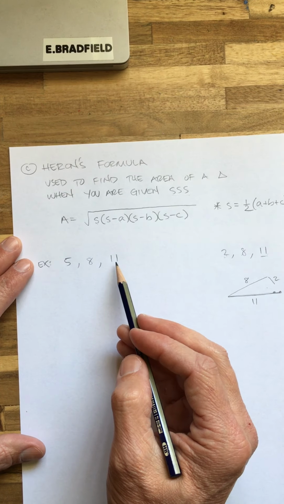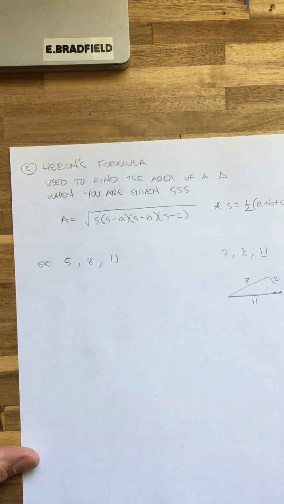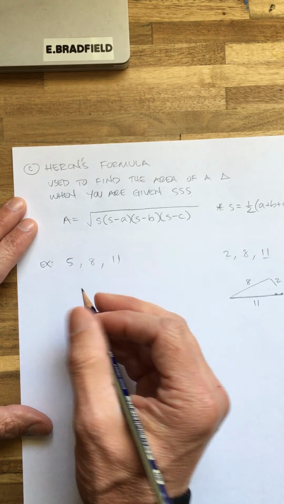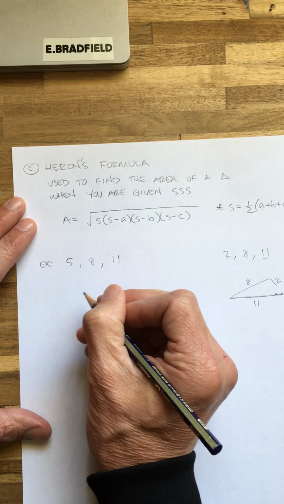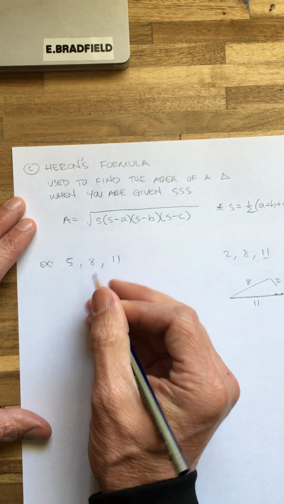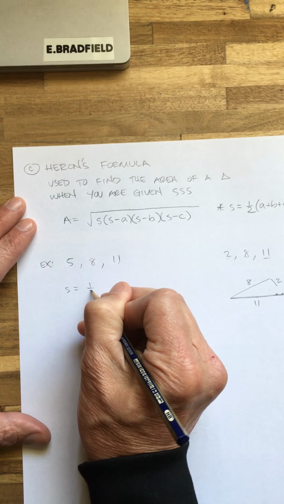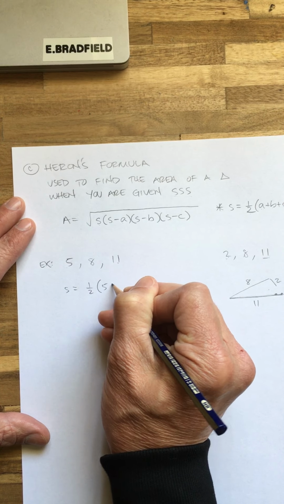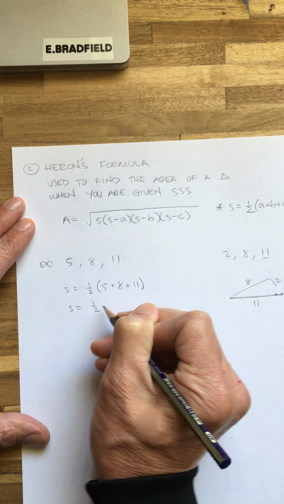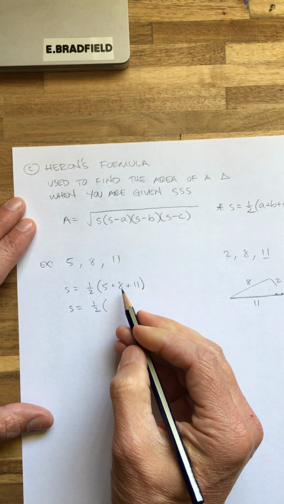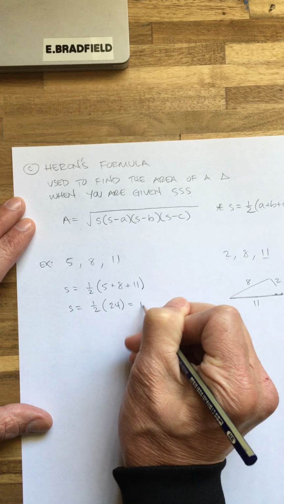Okay, so over here, I think we're good. The longest side's 11. 8 plus 5 is 13. That's greater than 11. We're good to go. So here we go. We're going to find the area of this triangle. If you want, you could draw the triangle, no problem. But let me just find S. The S is the semi-perimeter, so that's 1/2 times 5 plus 8 plus 11. So S equals 1/2 times 5 plus 8 is 13 plus 11 is 24. And that equals 12.